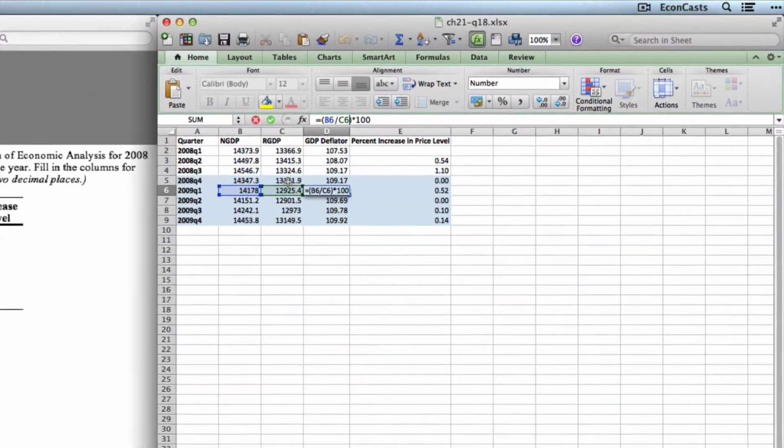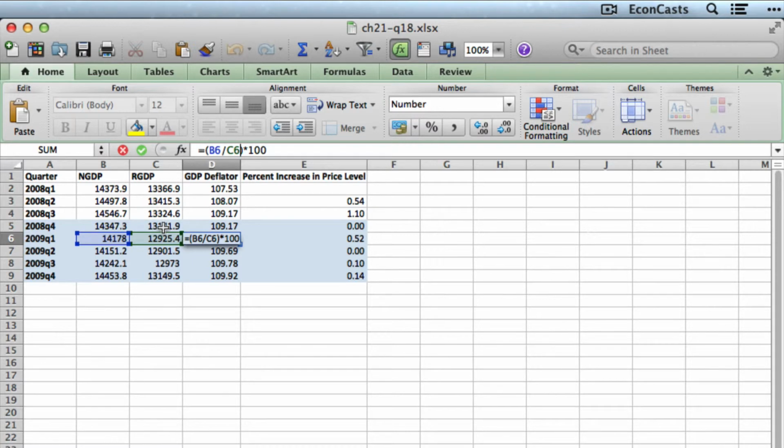So just like previously, we're interested in the percentage increase between one number and another number. This time we're looking at the percentage increase between real GDP and nominal GDP. Any difference between real GDP and nominal GDP is attributable to a change in prices. So that's how we're going to calculate our GDP deflator. We're going to take our nominal GDP and divide it by the real GDP and multiply that by 100 to get our index of the GDP deflator.